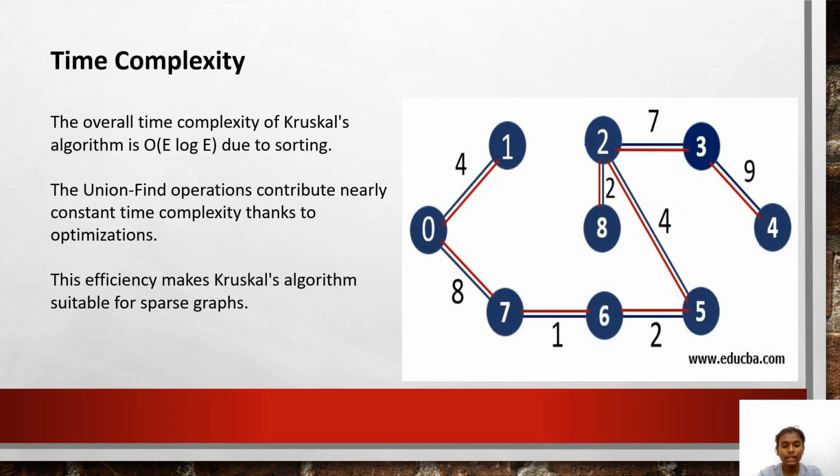Time complexity. The time complexity of Kruskal algorithm is O(E log E), where E is the number of edges in the graph. The complexity is because the algorithm uses a priority queue with a time complexity of O(log E). However, the space complexity of the algorithm is O(E). The overall time complexity of Kruskal algorithm is O(E log E) due to sorting. The union find operations contribute nearly constant time complexity thanks to optimizations. This efficiency makes Kruskal algorithm suitable for sparse graphs.